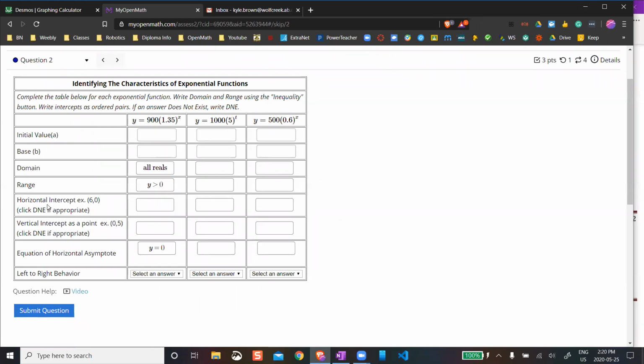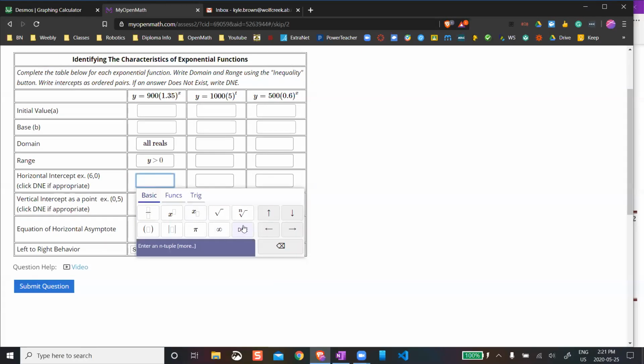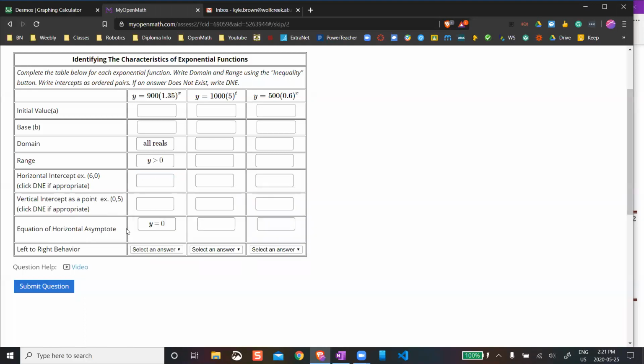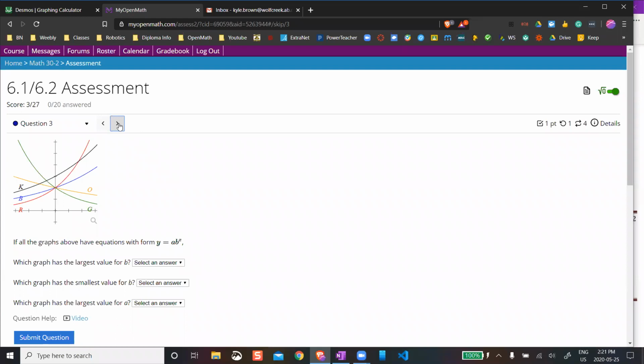It understands that. Horizontal intercept. And it says write it as a point. So that would be something like this, right? 6, 0. So make sure you type it in kind of like that. And then vertical intercept, so something like this. Or if it doesn't apply, then you'd write DNE, which you can also click right here. You can either type in DNE or just click the button for it. And then the equation of the horizontal asymptote, an equation looks like this. It'll be y is equal to some number. And then for this one, yeah, just type it in. Okay, so that's how you type those ones in. So for your domain and range, you guys will be fine on those.